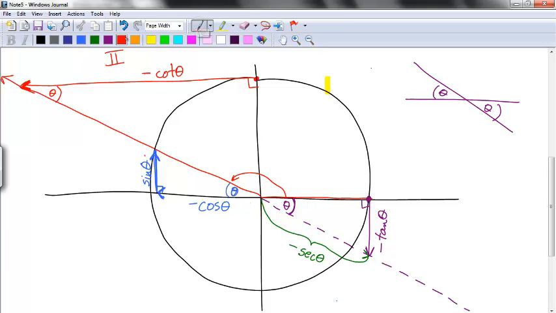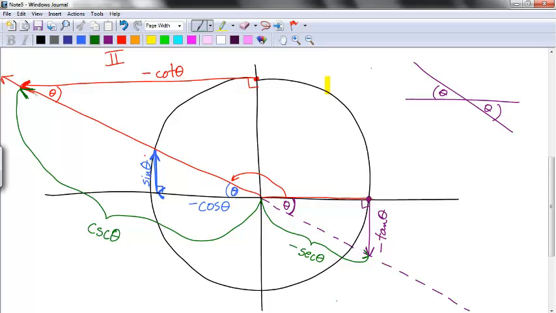And then the last one is cosecant. It always goes to the origin. And it's cosecant of theta. And there's an arrowhead up here. So those two should touch. And it's positive because it's in the same direction as the terminal vector.